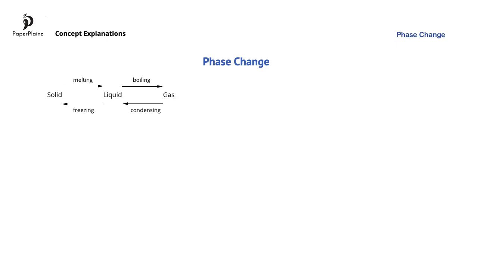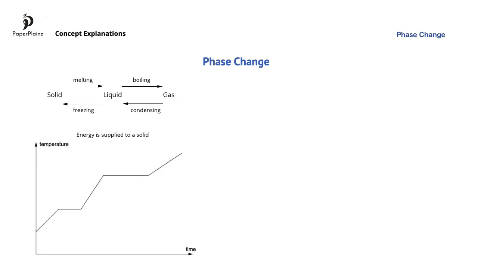Let's see what happens when energy is supplied to a solid over a certain period of time. The temperature versus time graph for this situation looks like this. Here we have time on the horizontal axis, but you will also see graphs with energy on the horizontal axis. In this context, it is practically the same thing. The key is that energy is supplied over a certain period of time.